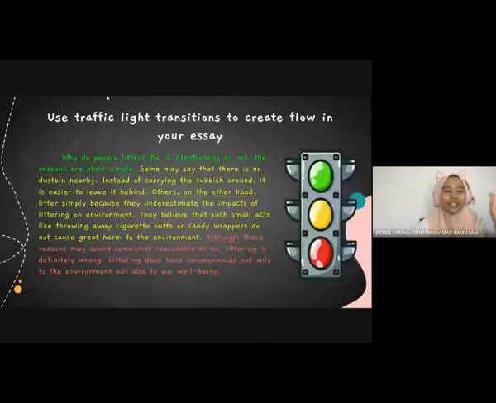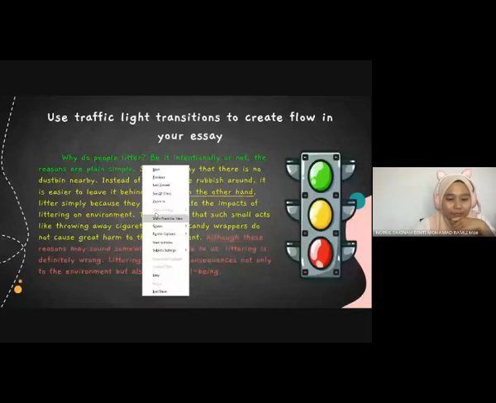Okay, why do people litter? Be it intentionally or not, the reasons are plain simple. So here I am telling you the main idea of what I am going to talk about in the paragraph. I'm using direct questions here. And then you continue with the elaboration. The one in yellow here is the elaboration.